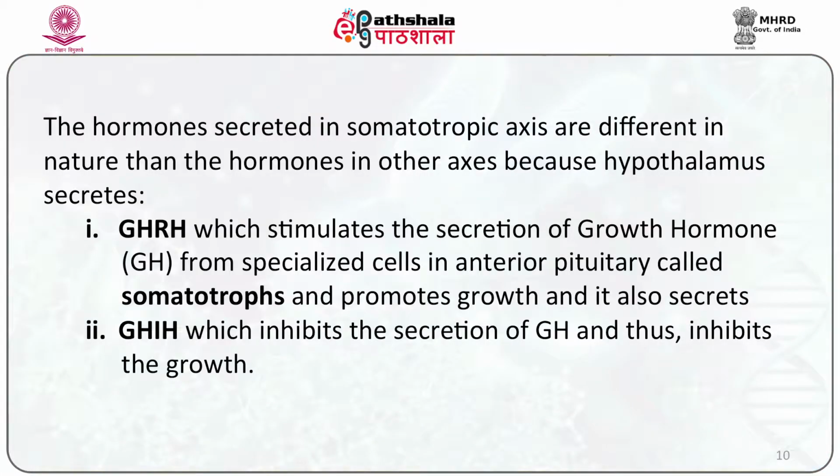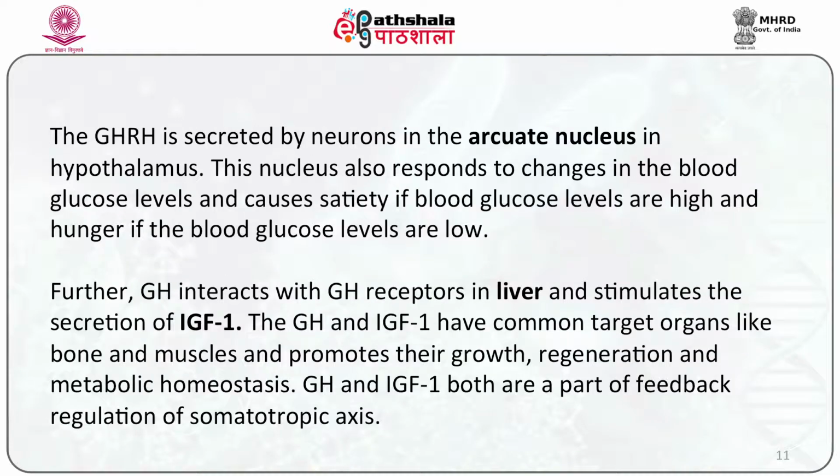The hormones secreted by somatotrophic axis are different in nature than the hormones in the other axes because the hypothalamus secretes GHRH, which stimulates the secretion of growth hormone from specialized cells in anterior pituitary, which are called somatotrophs, and promotes the growth, and it also secretes GHIH, which inhibits the secretion of growth hormone and thus inhibits the growth. GHRH is secreted by neurons in the arcuate nucleus in the hypothalamus.